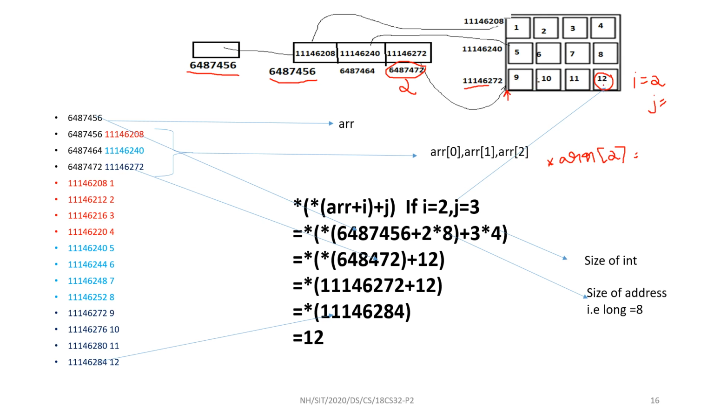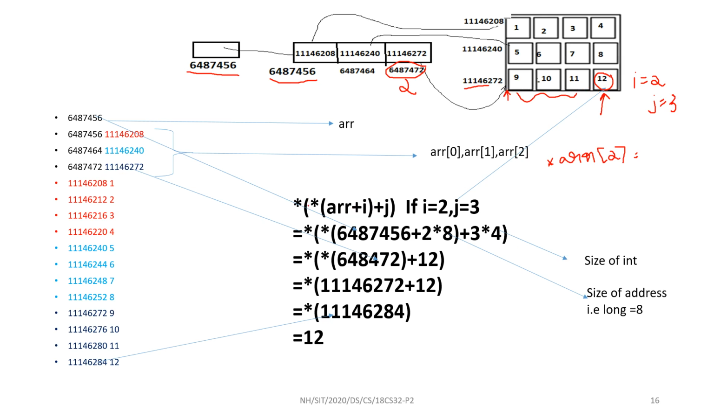What is the J value for this? J0, J1, J2, J3. 0, 1, 2, 3. J value 3. If you skip 3 locations, that means 3 columns you have to skip. If you skip these many columns, then you will get this address. That means 11146272 plus 3 into 4. You will get this address. This is how the address calculation happens in case of an array of pointers.